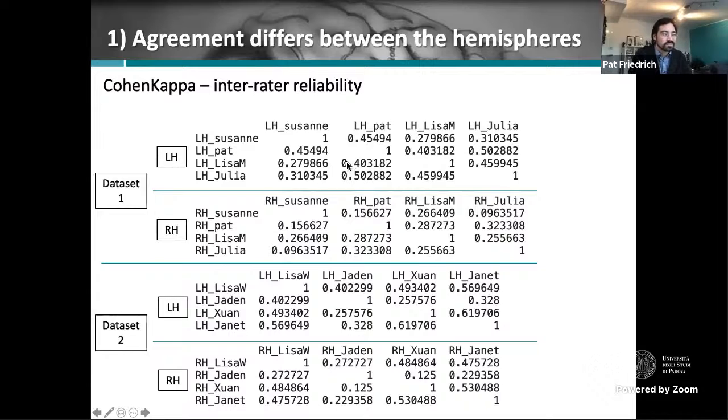However, what was somewhat surprising is that there seems to be a difference between the two hemispheres in the challenge it poses to agree on a label. For both groups, the left hemisphere showed higher coherence or agreement than the right hemisphere, potentially indicating that the right hemisphere may be a little bit more difficult to put a label on.